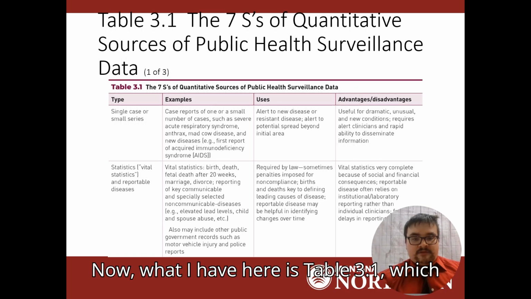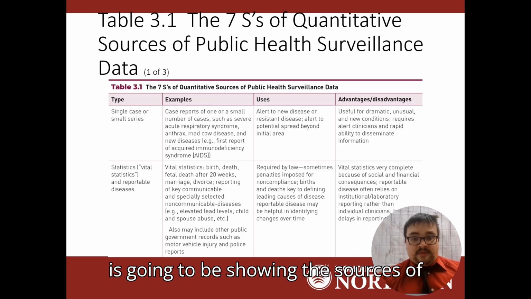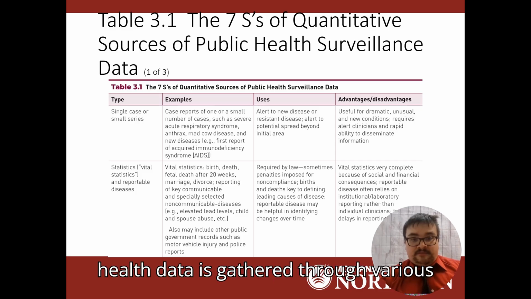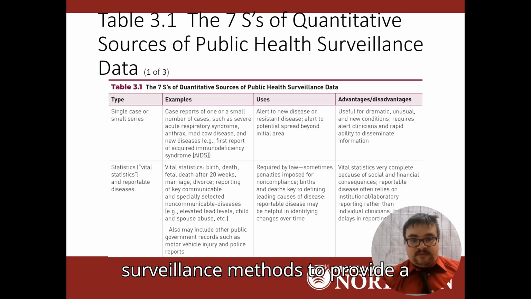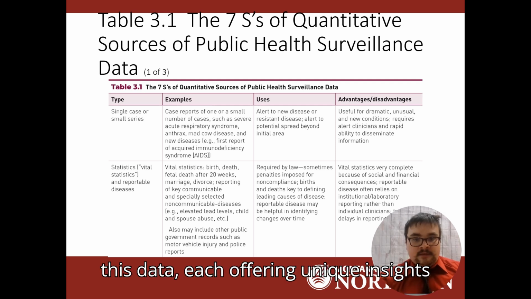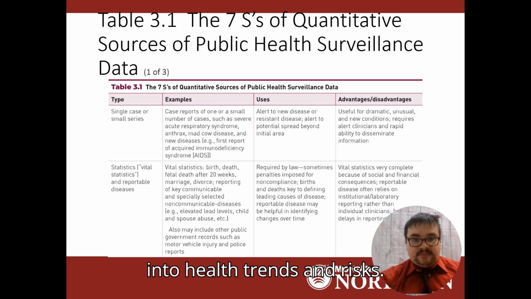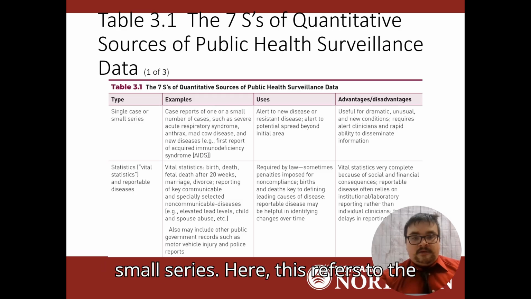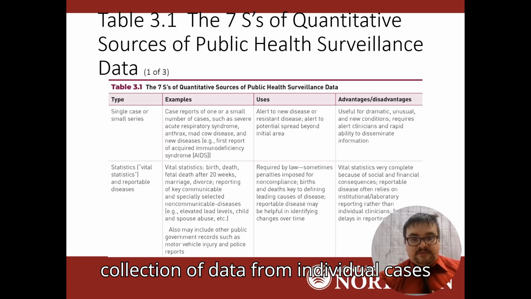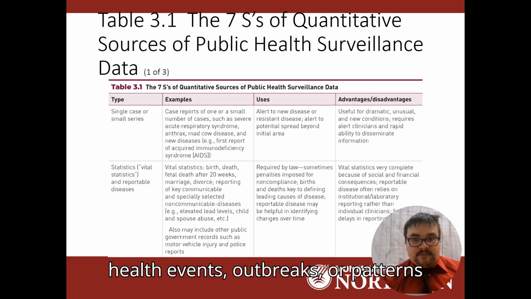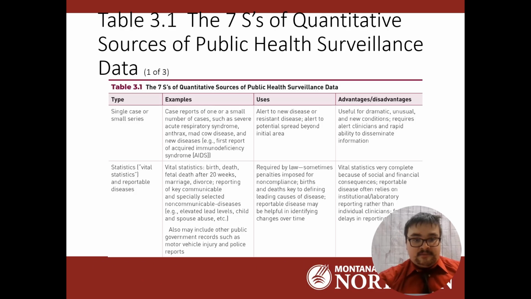All right, now what I have here is table 3.1, which is showing the sources of public health surveillance data. As we mentioned previously, public health data is gathered through various surveillance methods to provide a comprehensive picture of the health status of populations. The seven S's represent the key quantitative sources of this data, each offering unique insights into health trends and risks. Starting off, we have single case or small series. This refers to the collection of data from individual cases or small groups to identify unusual health events, outbreaks, or patterns that may signal emerging health threats.